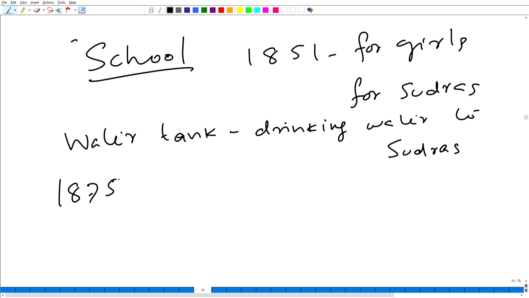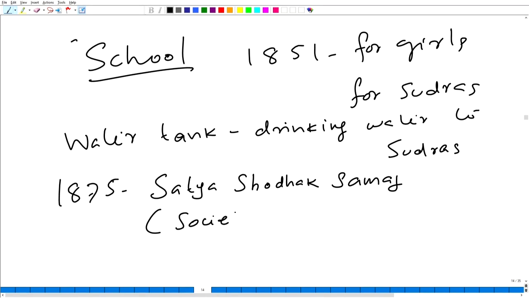His greatest activity was in 1875. Then he founded Satyashodhak Samaj. Satyashodhak Samaj was founded by Jyotirao Phule in 1875 to fight against the subordinate position of the Shudras and to fight against the Brahmanical dominance. Satyashodhak Samaj literally means society for finding truth. This is the meaning of Satyashodhak Samaj.